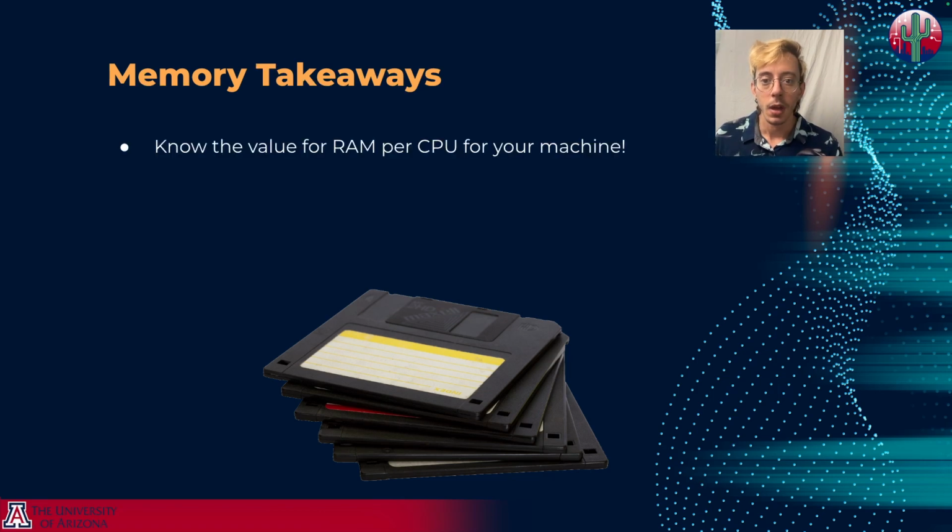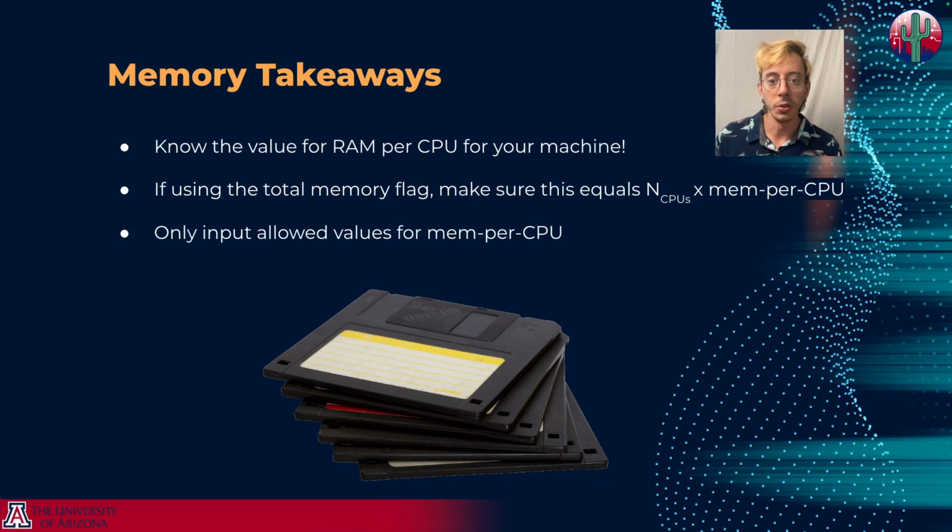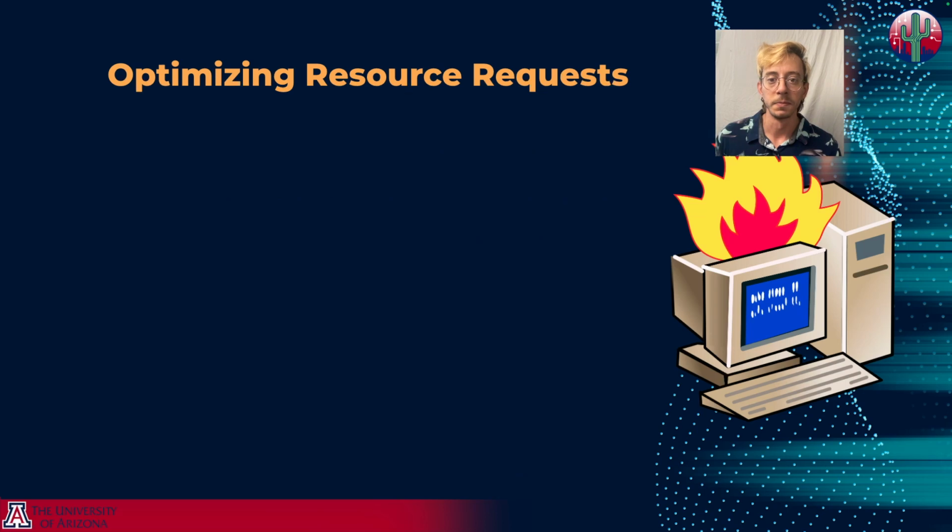So know the total value for RAM per CPU for your machine. If using the total memory flag, make sure this equals the number of CPUs times the memory per CPU. And only input allowed values for memory per CPU.